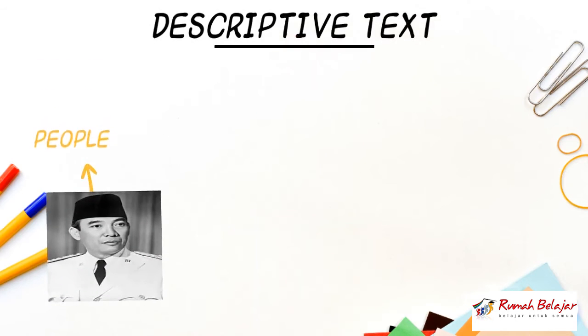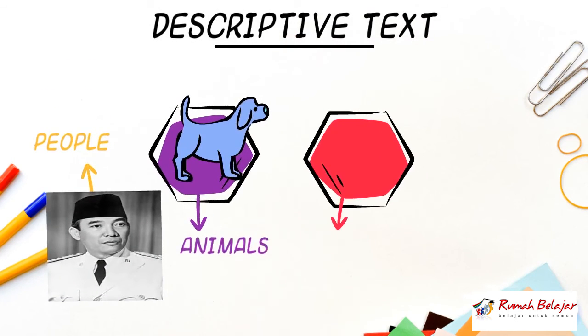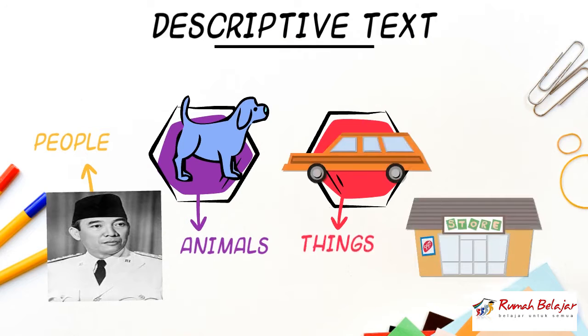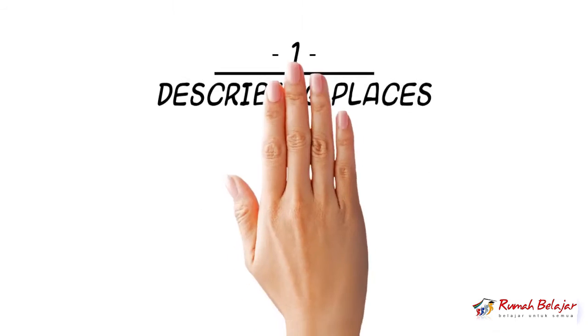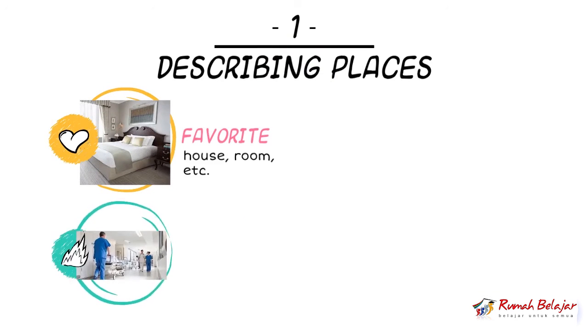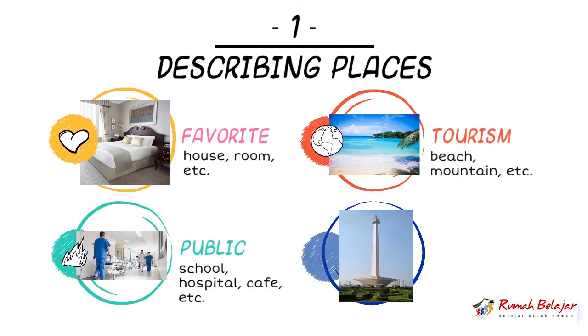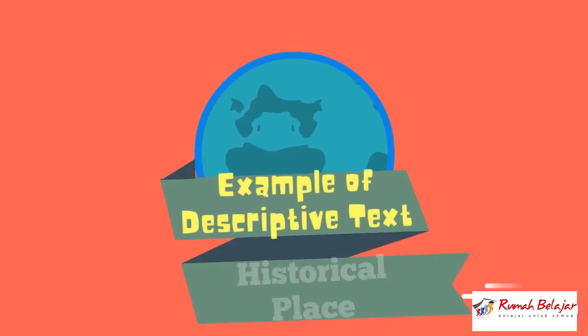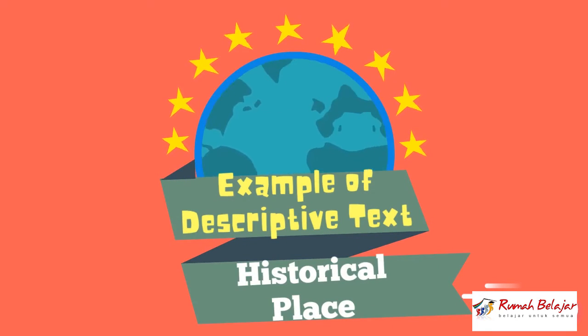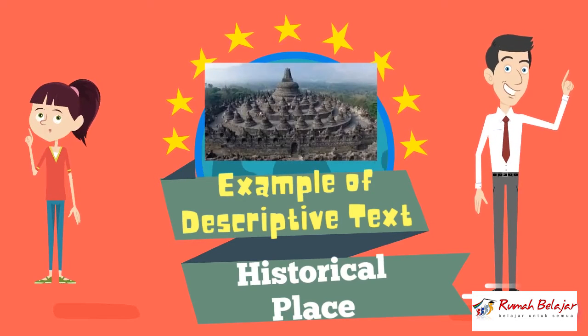Descriptive text can be about people, animals, things, or places. In describing places, you can tell about your favorite places, public places, tourism attraction, or historical places. In this video, we are going to discuss a historical place, and the example is Borobudur Temple.